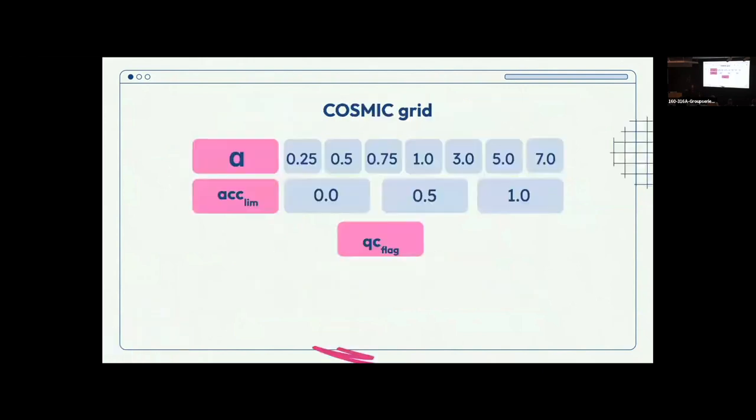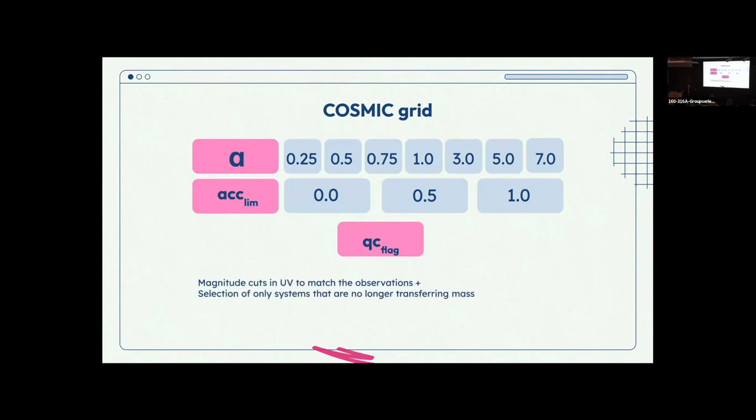So, introducing the grid of models that we ran: for a bunch of different alphas from 0.25 to the, from what I understand, very impressive value of 7. We also changed the accretion limit from non-conservative, to half conservative, and fully conservative. And we're also exploring a little bit the critical mass ratios. I don't have much time to go into detail about each of these parameters, so I'm going to focus more on the alpha and the accretion limit.